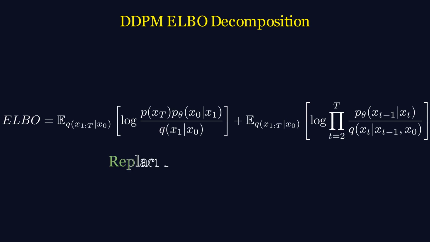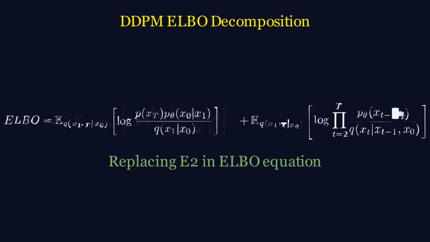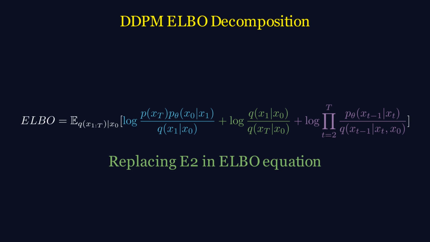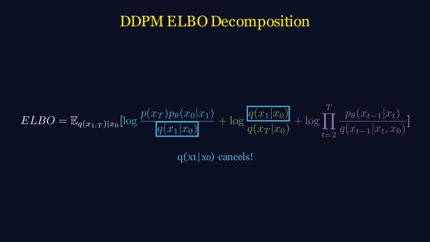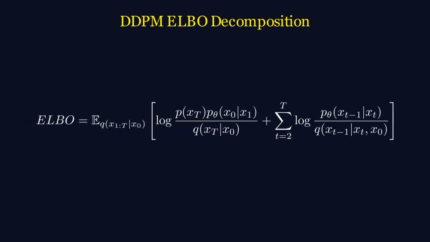In this equation, we have three separate log terms inside the expectation. The first contains p of xT times p theta of x0 given x1 over q of x1 given x0. The second contains q of x1 given x0 over q of xT given x0. And the third is the product term from E2. Notice that the q of x1 given x0 in the denominator of the first term cancels with the q of x1 given x0 in the numerator of the second term. After cancellation, only q of xT given x0 remains in the denominator.